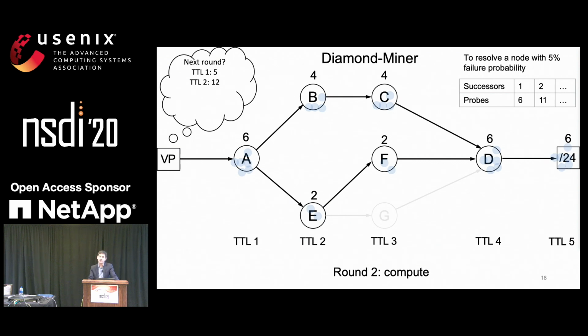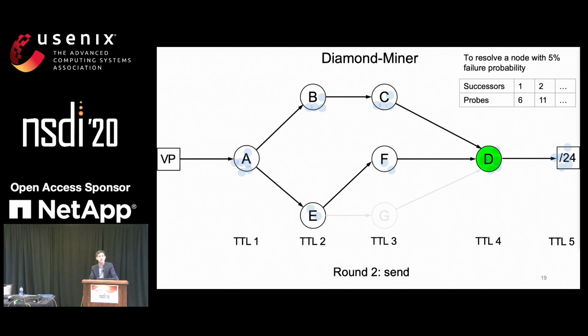And at TTL3, we currently have the same configuration as at TTL2. So we also need 12. And at TTL4, we also need 12 because we want to find the successors of the nodes found at TTL3. And at TTL5, what you notice is that we already have 6 probes that go through G and through D. And D has only 1 successor, the /24. So we can mark D as resolved. So once we have computed the number of probes needed, we send those probes in the network. And this time, you can notice that G has been discovered.